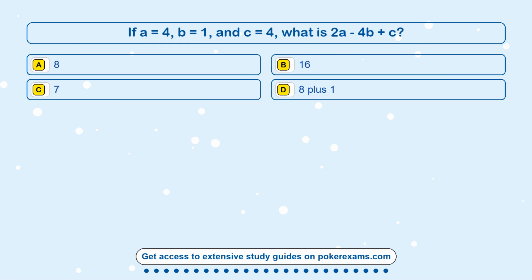Question 8. If A equals 4, B equals 1, and C equals 4, what is 2A minus 4B plus C? Option A 8. Option B 16. Option C 7. Option D 8 plus 1.